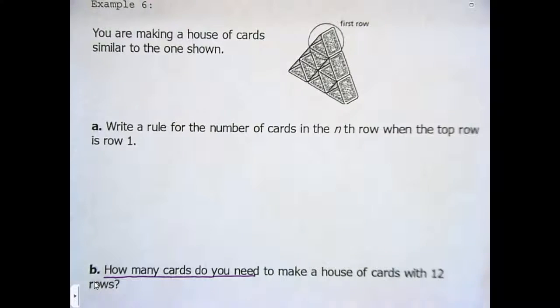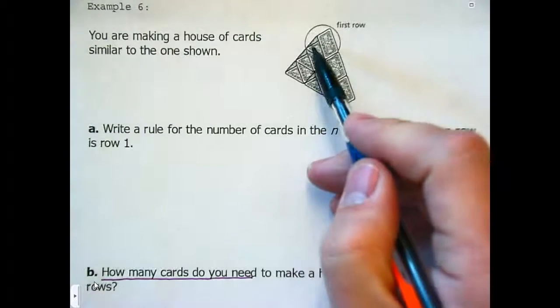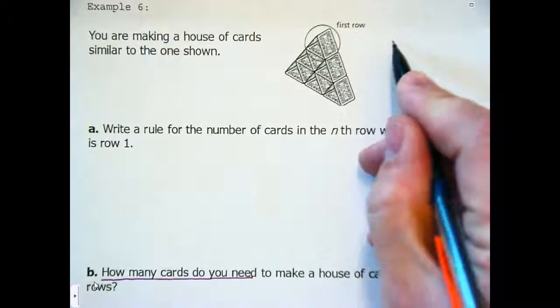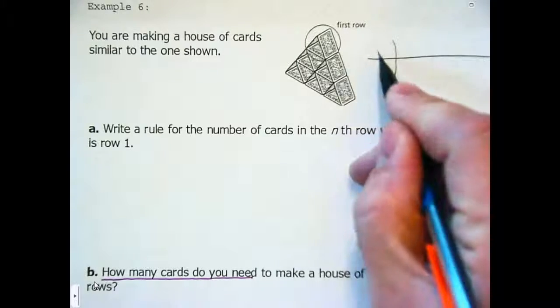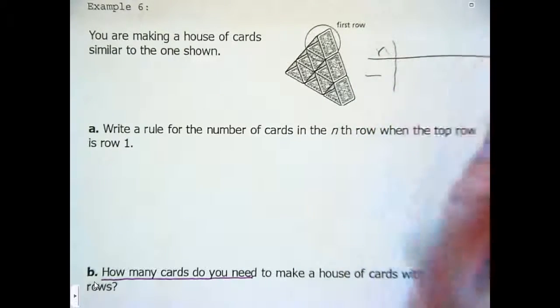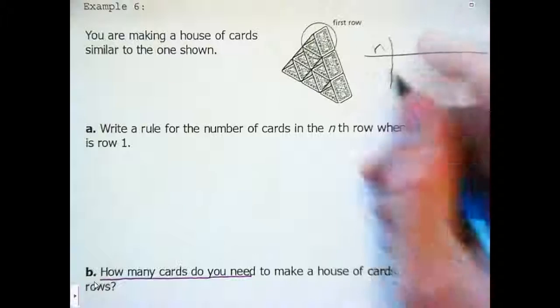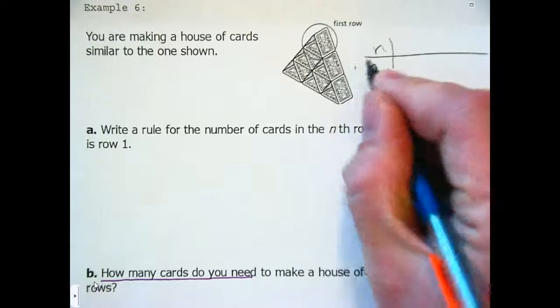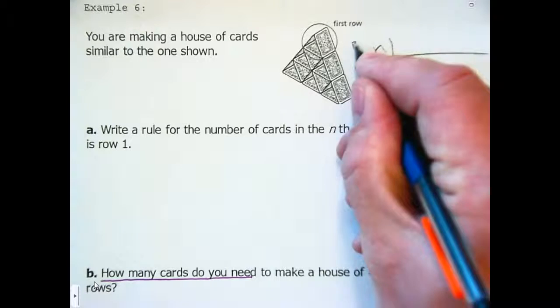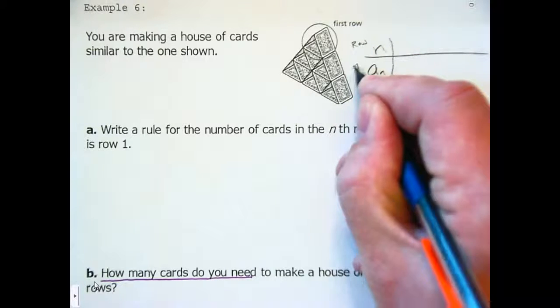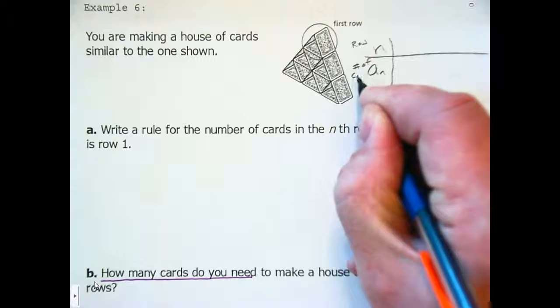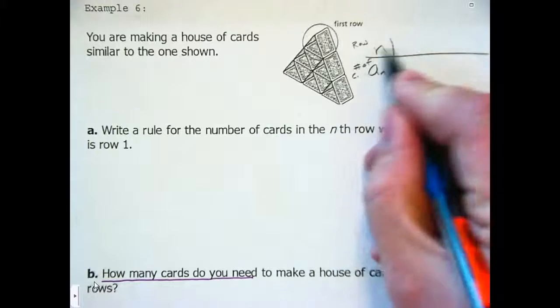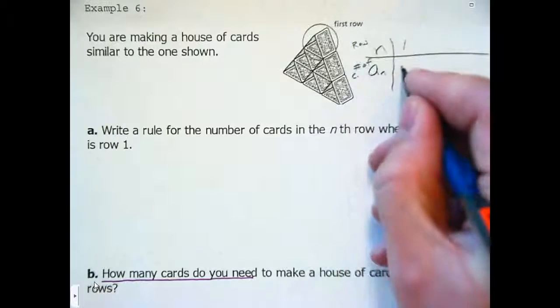The first row circled here has how many cards? 3. Okay? So if we're making a table with that, that's n, and then a sub n is the number of cards per row. So this would be row, and this would be number of cards. In row 1 we have 3.